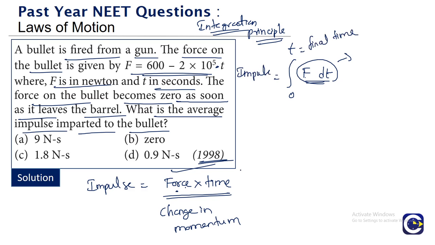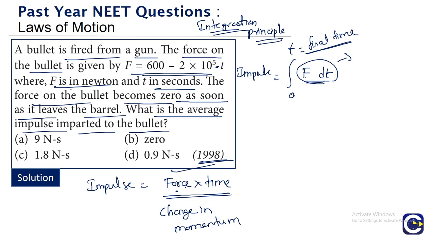That is the reason we are not able to do just force into time directly. Why? Because here the force is not a constant value. So what are we doing? We are taking a small time interval dt, the differential time as we call it, multiplying that with the force, and you will get a small impulse. We have to integrate this expression between the limits 0 to final time. Final time means the time up to which the force is acting, right?